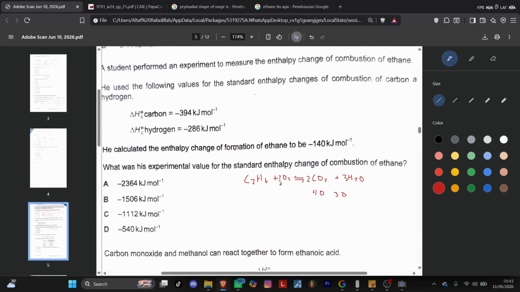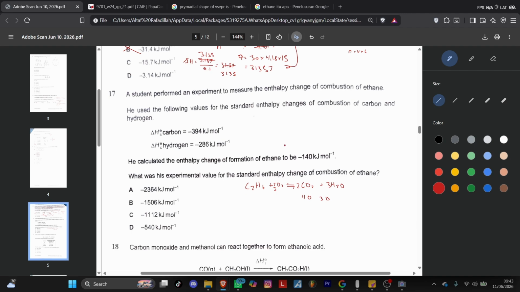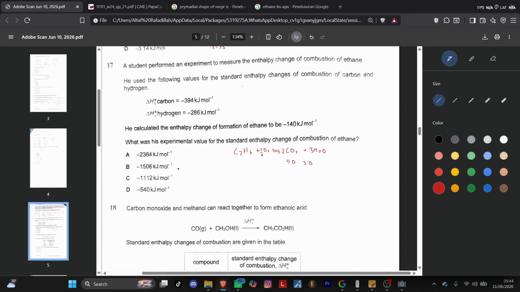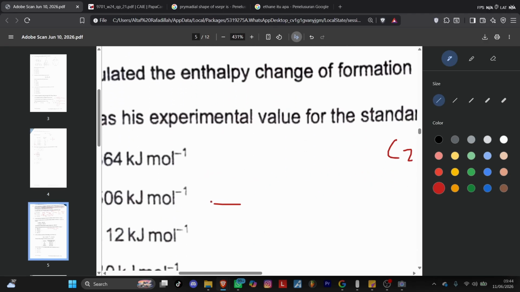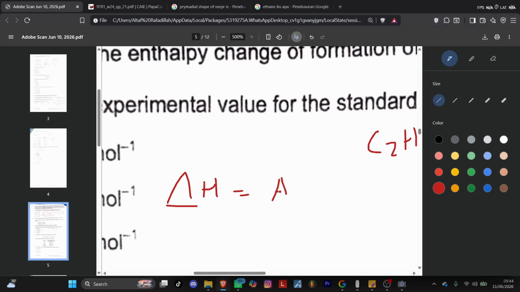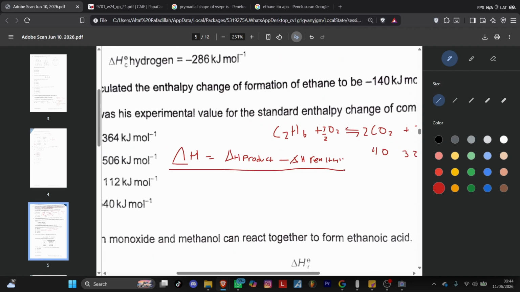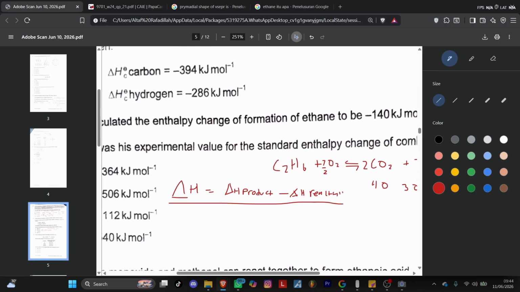Now we're trying to calculate the carbon and hydrogen for this. Because we already know in here we have 2 carbon, and we know the delta H in this. We can search by delta H equals to delta H product minus delta H reactant. Okay, we know this, right? So we just need to put the product and the reactant.